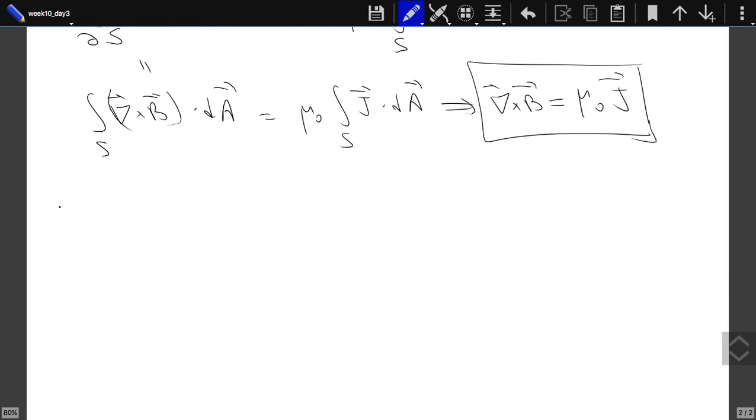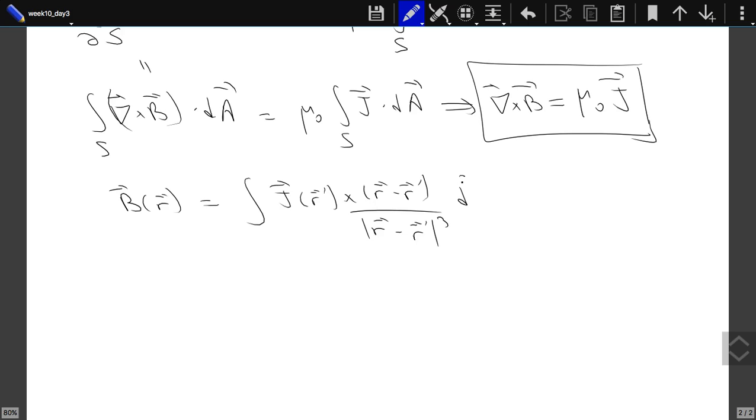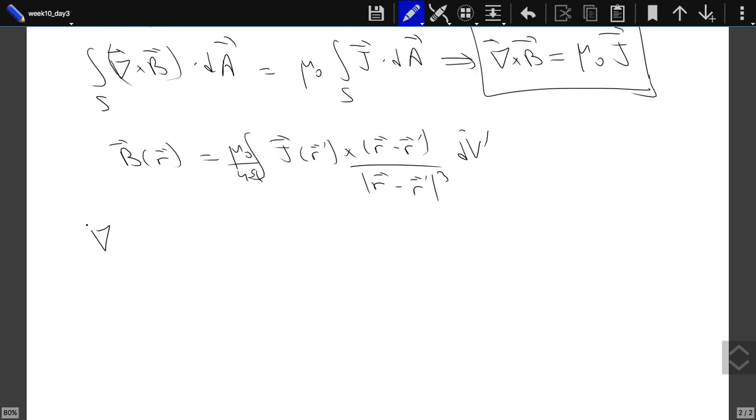Well, we already know what B is if we have any charge distribution. B at the point R is equal to mu 0 over 4 pi, integral over all of the volume of J at the point R prime cross R minus R prime over the magnitude of R minus R prime cubed, dV prime. This is what B is. Now what is left is to take the curl of this and see if it will be equal to mu 0 J. So the curl of B.